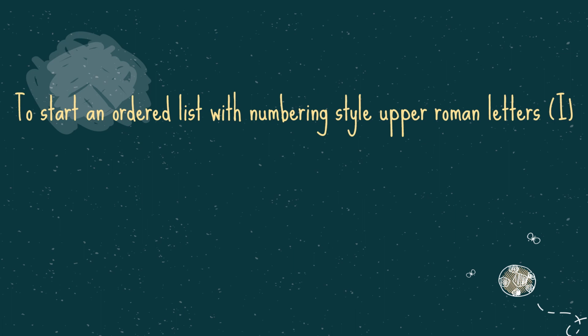First is to start an ordered list with numbering style upper Roman letters. To start an ordered list, we will use the OL tag, and for specifying the numbering style, we will use the type attribute of OL tag. So we will write OL for ordered list, type equals to capital I for upper Roman letters.